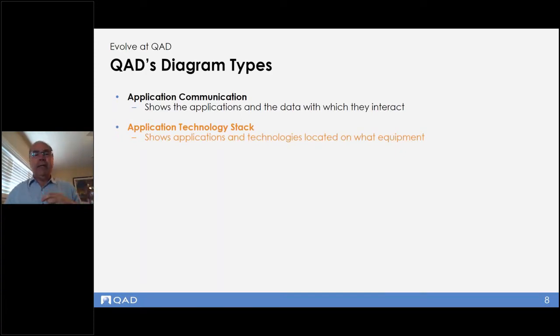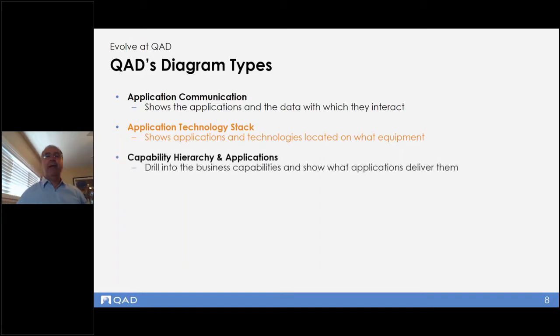Now, another kind of application diagram is a technology stack. That's where geeks like me and my team, hey, we want to know what servers they're on, what technology they're using, and that way we can get some intelligence and understanding of what we have out there. Notice it's orange. All of those diagrams are generated automatically by the processes that you can set up in Evolve.